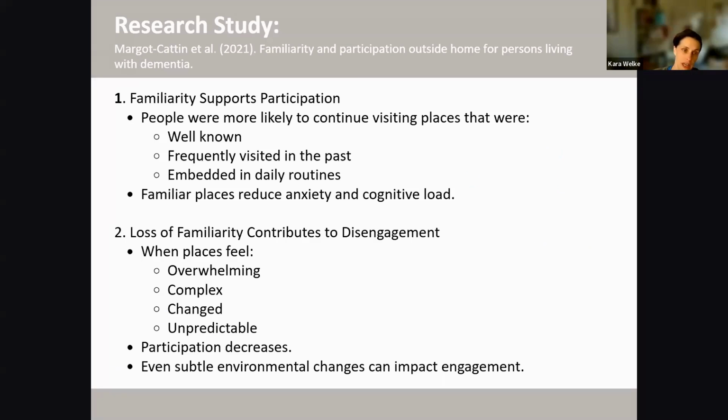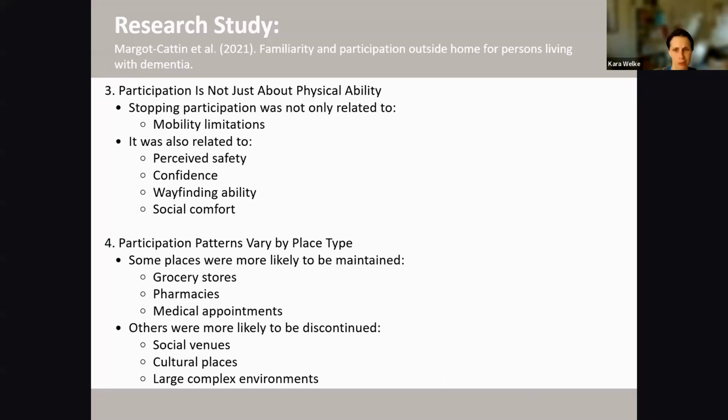And then, of course, they found that loss of familiarity contributes to disengagement. So when places feel overwhelming, complex, changing, unpredictable, then the participation decreases, which pretty much makes sense, right?